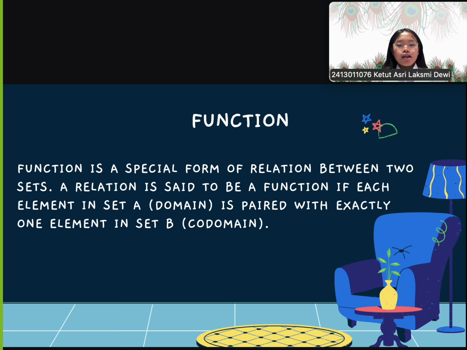Okay, next we explain about a function. A function is a special form of relation between two sets. A relation is said to be a function if each element in set A, or domain, is paired with exactly one element in set B, or codomain.